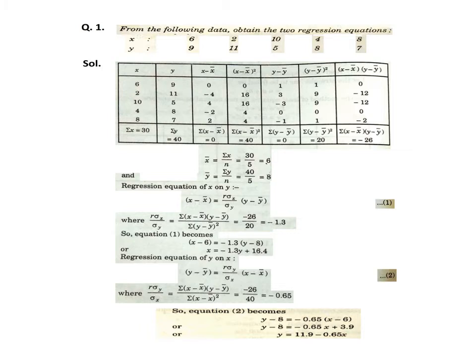Let's talk over question number 1. A data is given as 6, 2, 10, 4, 8 values of x and the values of y are 9, 11, 5, 8, 7. We have to fit two straight lines. Say from the following data obtain the two regression equations. That means two straight lines, and those points are closest to those two straight lines. One is y on x and the other is x on y.